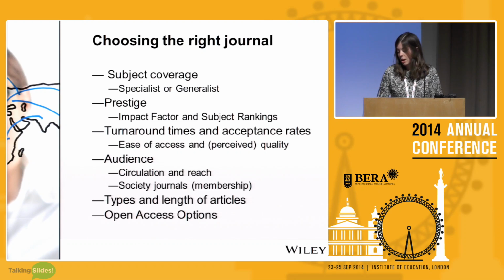And types and lengths of articles. We regularly hear that people haven't chosen to submit to a journal where their article fits, and looking at the type and length of articles previously published can help you ascertain that. And finally, open access options. We'll talk a little bit about open access later, but many people think they want to publish open access, so they have to go to a pure open access journal, and that's not the case. The majority of journals will allow you to publish open access within subscription journals.